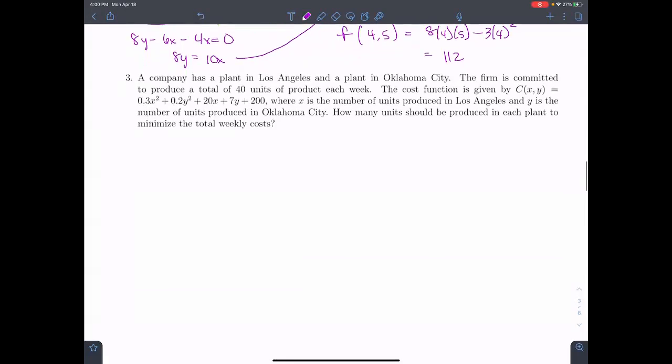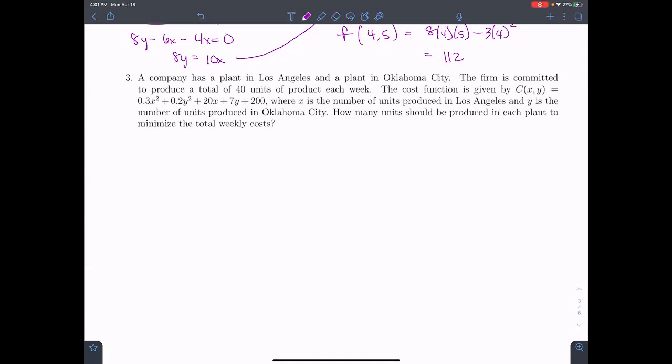So a company has a plant in Los Angeles and a plant in Oklahoma City. The firm is committed to produce a total of 40 units of product each week. The cost function is given to us. X is the number of units produced in LA, and Y is the number of units produced in Oklahoma City. So how many units should be produced in each plant to minimize weekly cost?